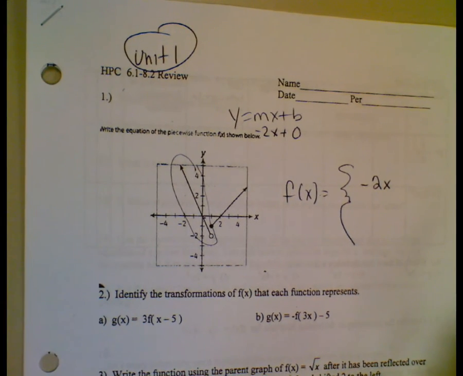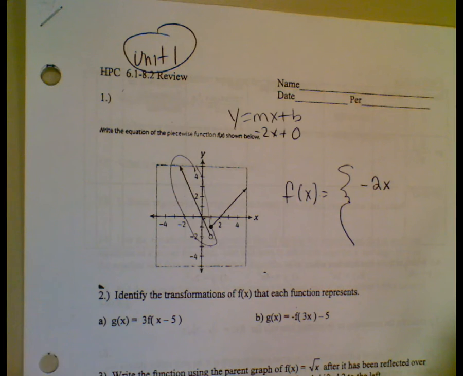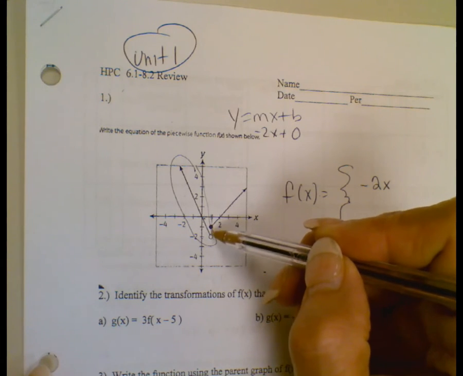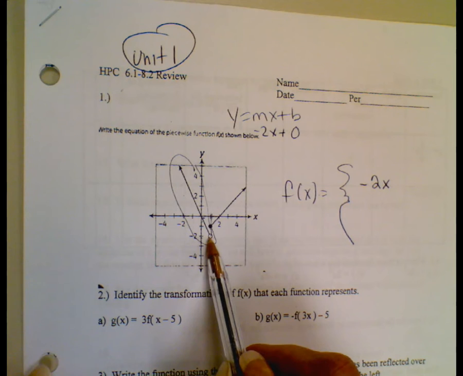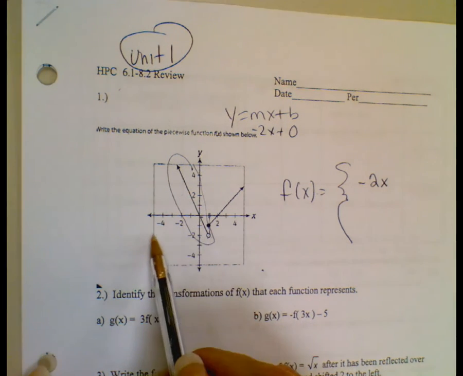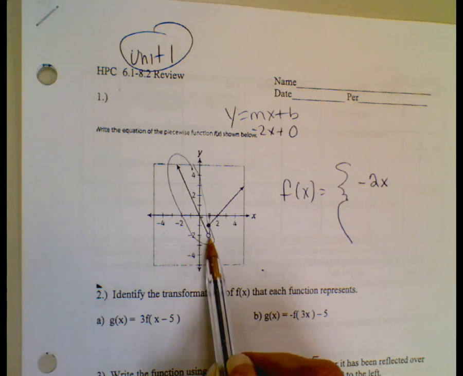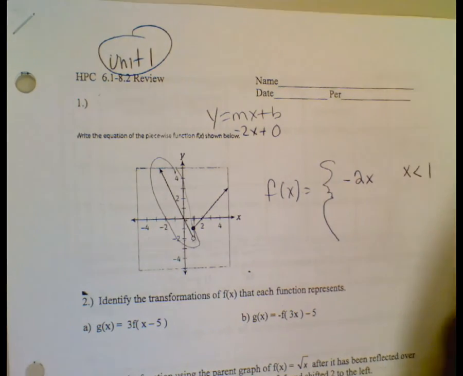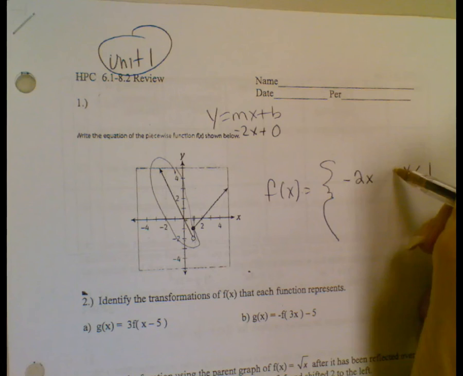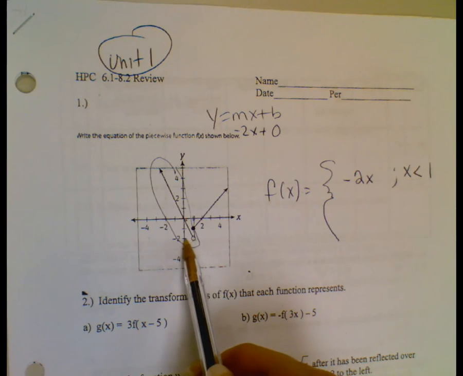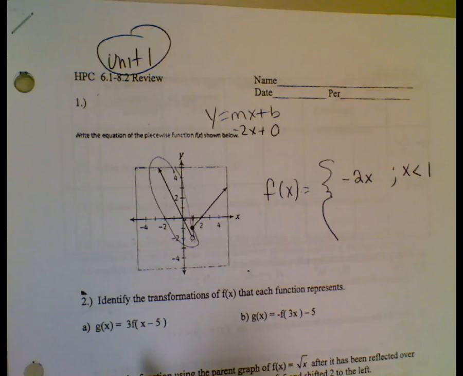Now, what is the domain for this? What x's does it cover? So you look at the x right here. It covers from 1, 0, -1. It's all the numbers less than 1. But there's an open circle, so you're going to have a less than sign. All the x's less than 1 are what is covered for that first line. So x is less than 1. It's 1, 0, -1. It has all these.